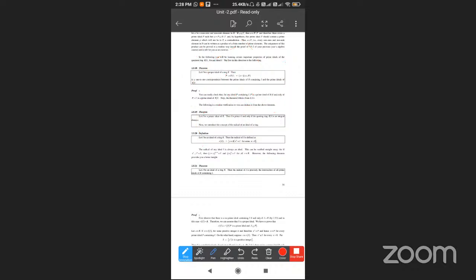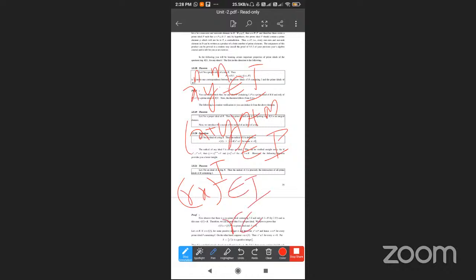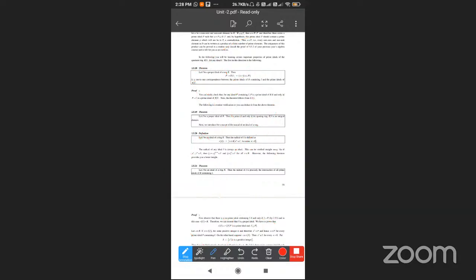Suppose, for example, x to the power n and y to the power m belong to I. Then (x plus y) to the power n plus m, by the expansion, always belongs to I. This is the closure property with respect to addition. Also r x belongs to I for all r belonging to R. So according to the definition, it is also an ideal.